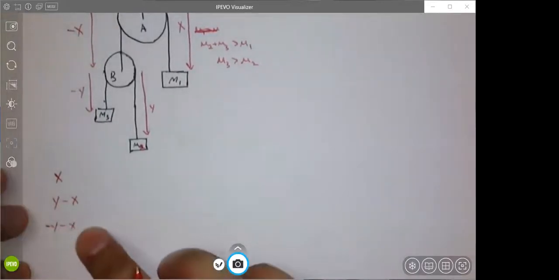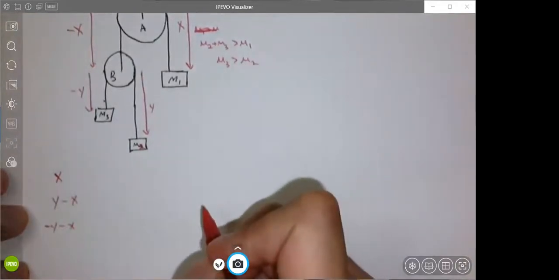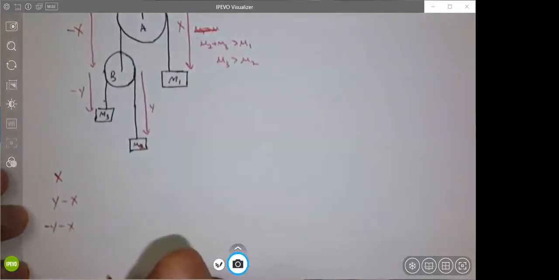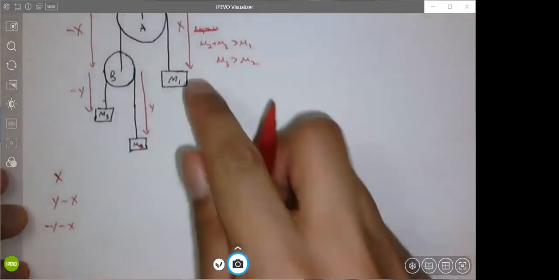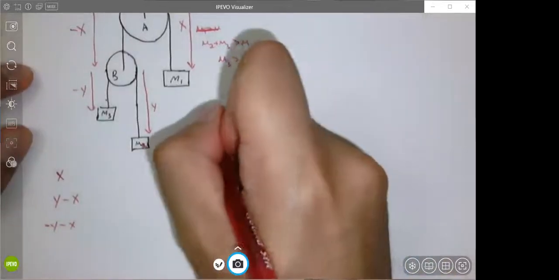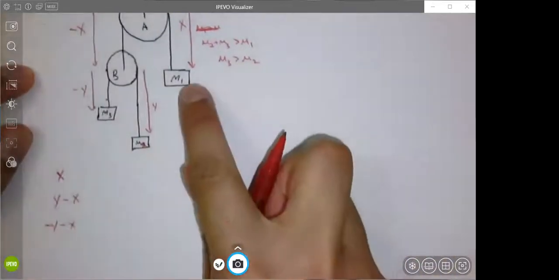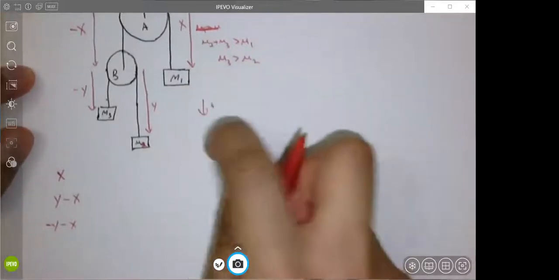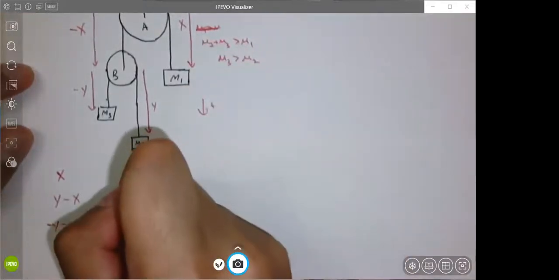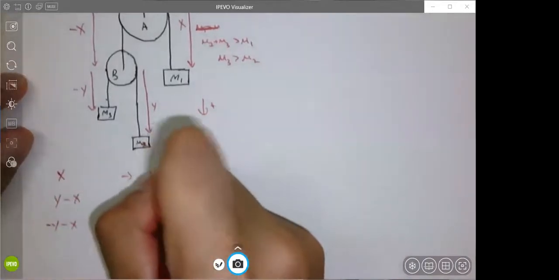Once we have our generalized coordinates, we can start thinking about our generalized velocities here as well. The generalized velocities are going to be, well, we have to define a coordinate system, which way everything is moving. Let's say down is the positive direction. So M1 is moving upwards, not downwards. And therefore, for M1, it's going to have a velocity x dot.